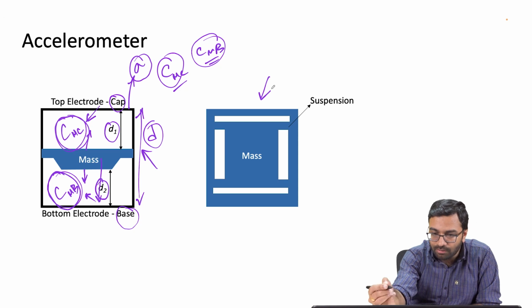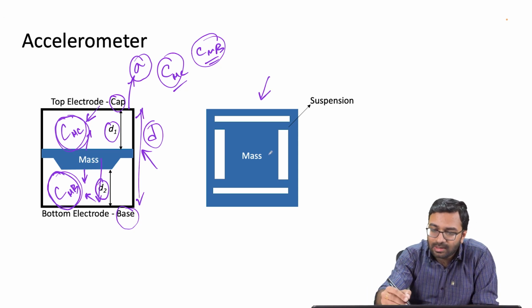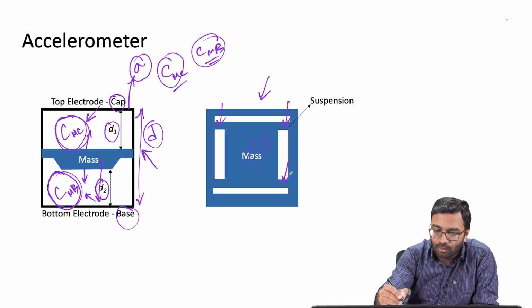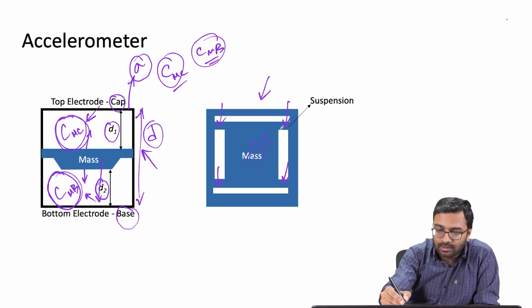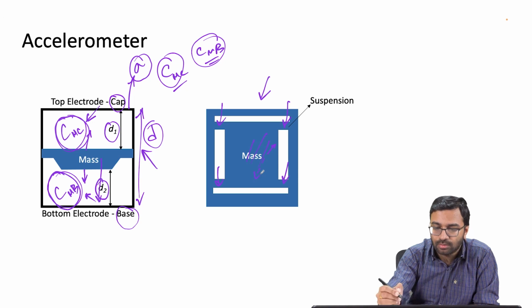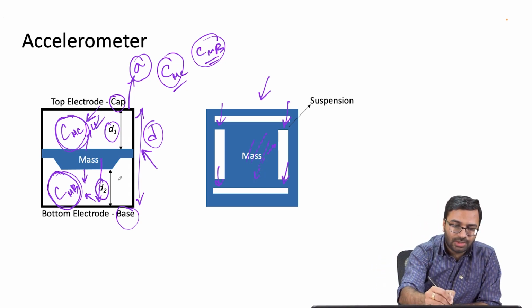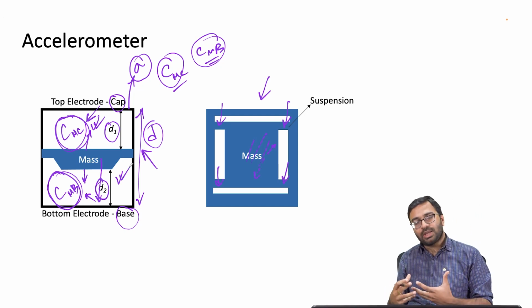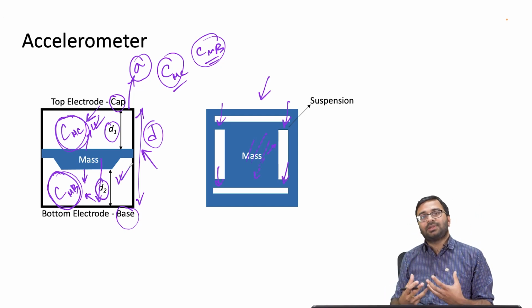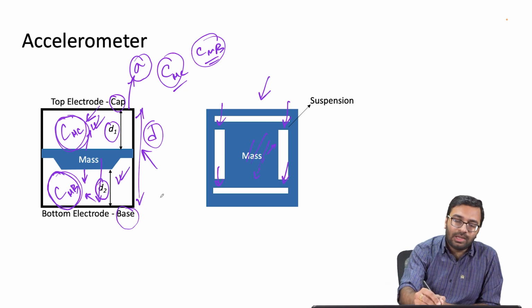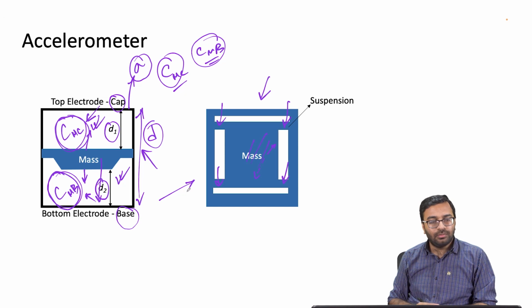This is the top view of the sensor, where the mass is actually suspended. You have two beams, in fact four beams, that are connected with that mass. Now this mass will move in the upward and downward direction. Based on that movement, the capacitance value will change, and if you can calculate those capacitance values, you can correlate the capacitance value with the acceleration. So that is why you can use this structure as an accelerometer.